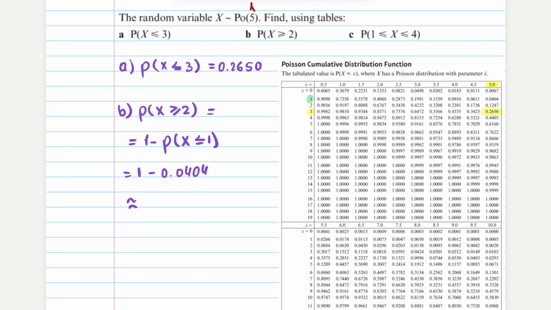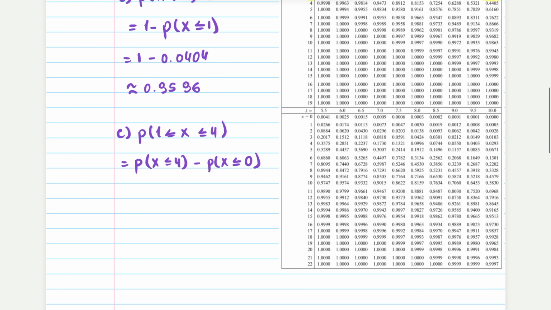0.0404. So that is approximately equal to 0.9596 if you use your calculator. In part C, the probability of 1 being less than or equal to x less than or equal to 4. This can be written from the binomial distribution. We know that x is less than or equal to 4 minus the probability of x being less than or equal to 0. So we take the 0 over here because we do include 1.